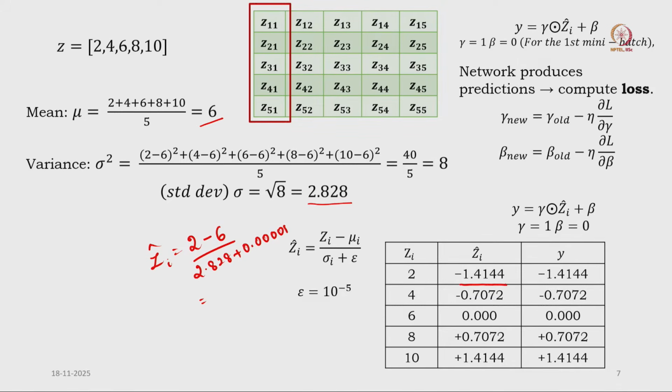In a similar way, you take the second value and normalize it. How will you normalize? In this place, you will now write 4. Now, in the next, you are going to change this value.